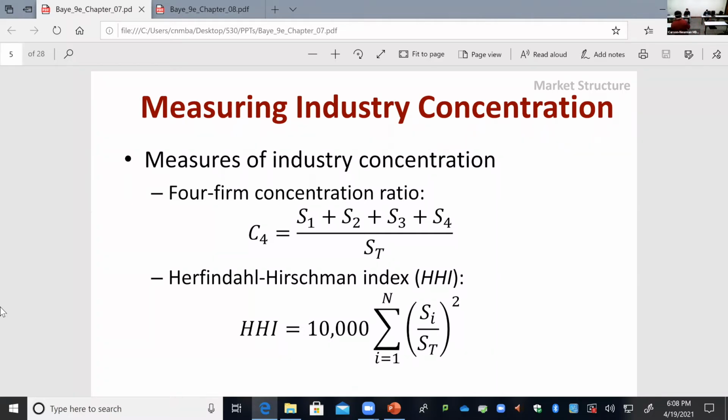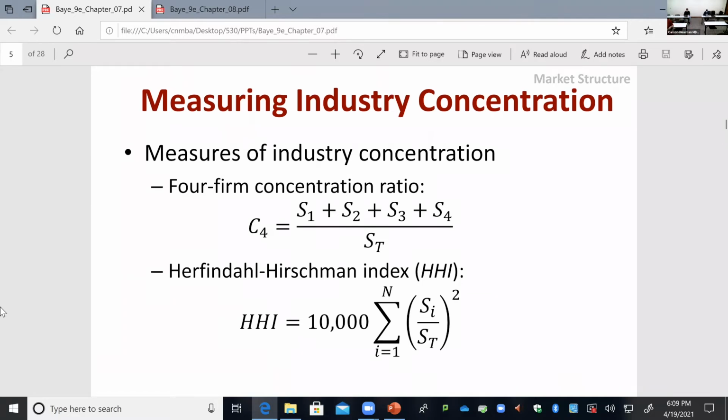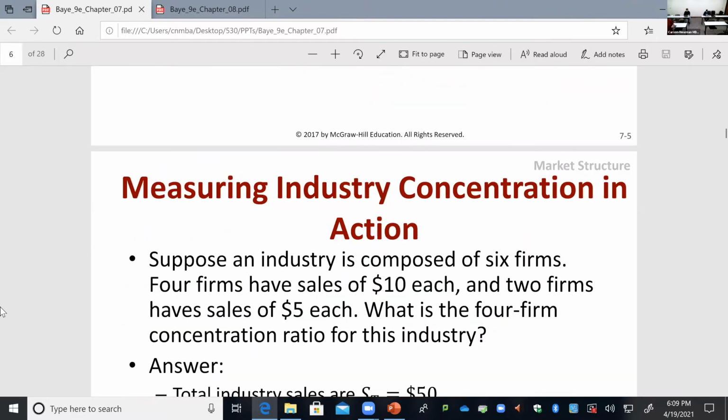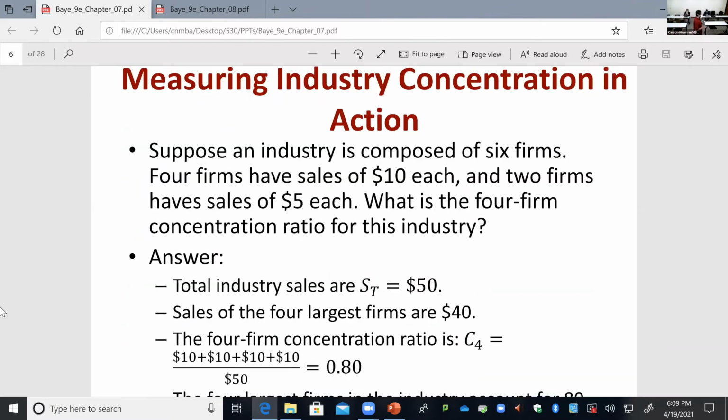So these are the 4 firms that have the most sales, add their sales together, and then divide it by the total sales in the industry. The book gives an example, or the PowerPoints give an example. Let's assume there's an industry in which 4 firms have $10 of sales and 2 firms have $5 of sales each. So the top 4 firms in this case have $40 worth of sales, and total sales in the industry is $50. So 40 divided by 50 is 0.8.